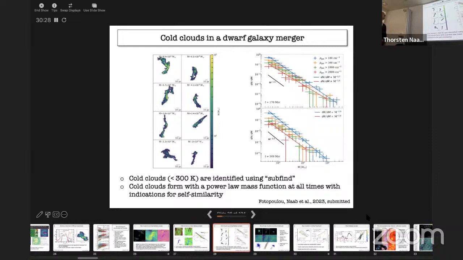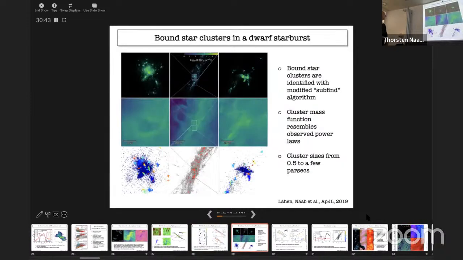Let's put it this way. Here it's very tough. We can do it for isolated systems, that's what I showed you before, because the simulations are faster, but in the complex starburst situation, it's much more difficult to do this.